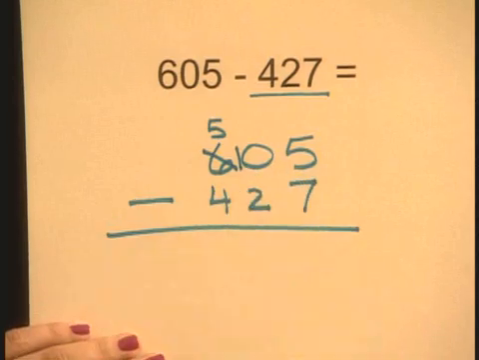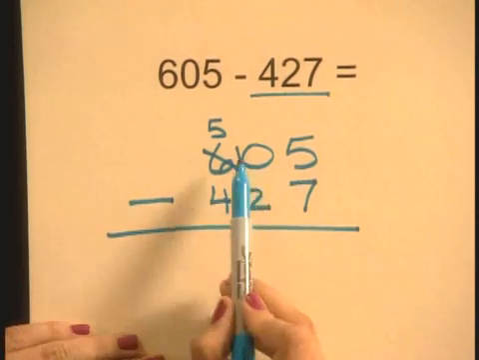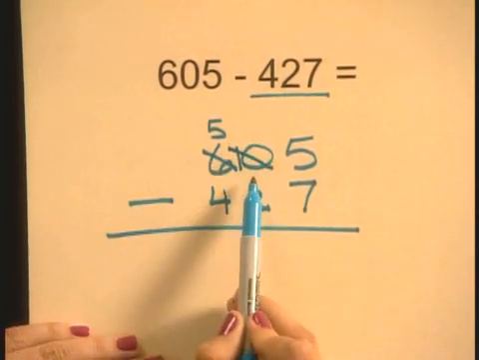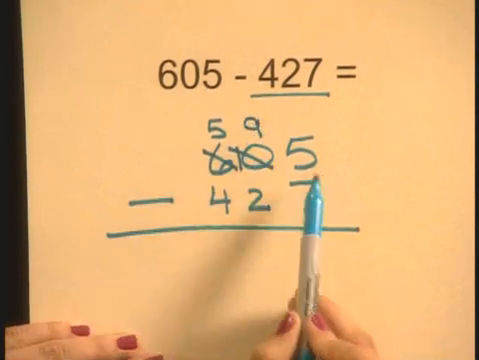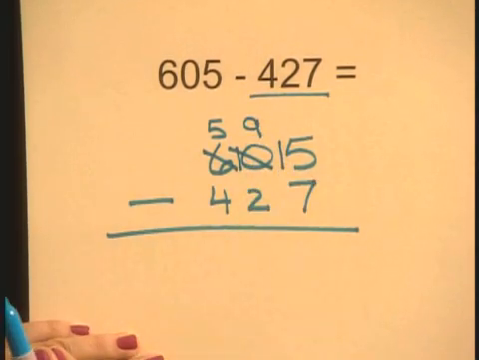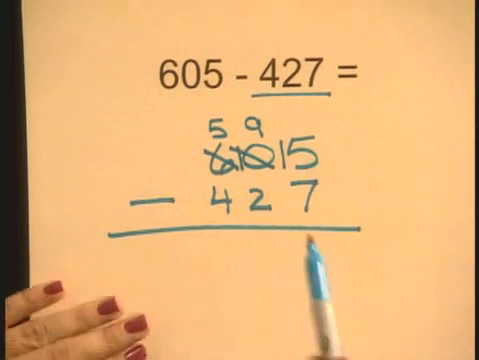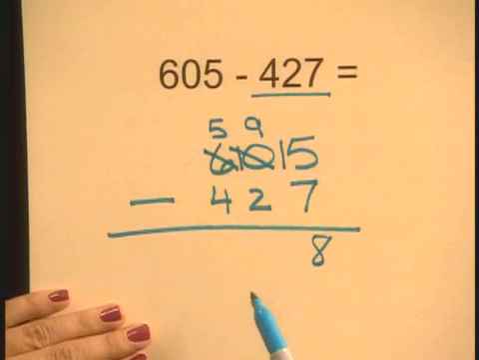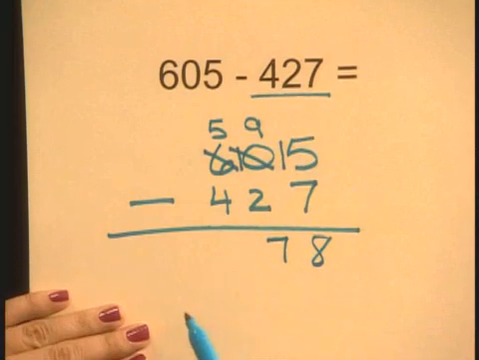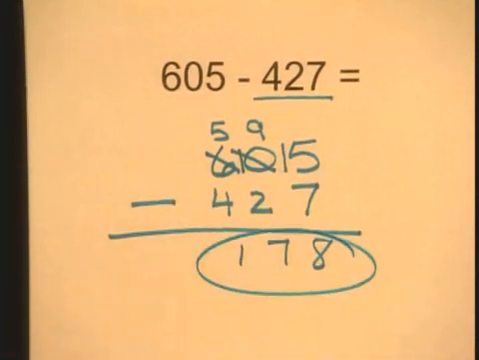So now Mr. 5 can go to Mr. 10, and who does he become? He becomes Mr. 9. 9, very good, and Mr. 5 becomes Mr. 15. 15. Now we're ready to subtract. 15 minus 7? 8. 8, very good. 9 minus 2? 7. 5 minus 4? 1. 1, very good. What's our answer? 178. Excellent.